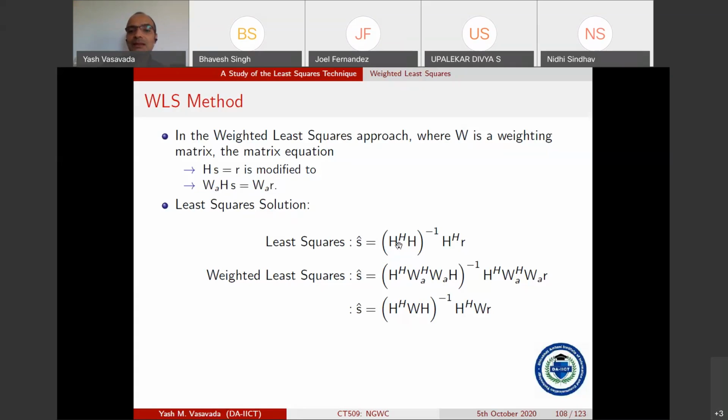So in the standard least squares, which is H Hermitian H inverse H Hermitian R, I replace R with WA times R. And then wherever I have H, I replace it by WA times H. And so I get finally this equation. A lot of the times you don't need to have WA separately. You can just compute the product WA Hermitian WA, just call it W matrix. And then finally you get the expression for the weighted least squares.